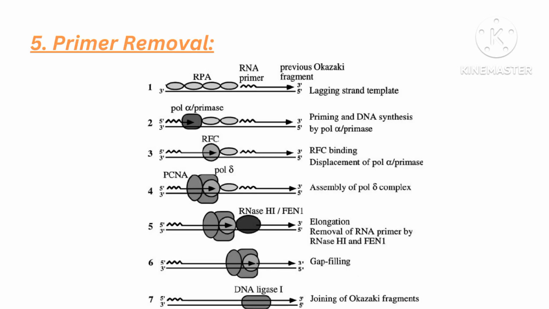5. Primer removal. In DNA replication, primers are short RNA sequences synthesized by primase, a component of DNA polymerase alpha, to provide a starting point for DNA polymerase to initiate DNA synthesis. After elongation, these RNA primers must be removed and replaced with DNA to ensure the continuity and integrity of the newly synthesized strands. Primer removal is a highly coordinated process involving several specialized enzymes and mechanisms.